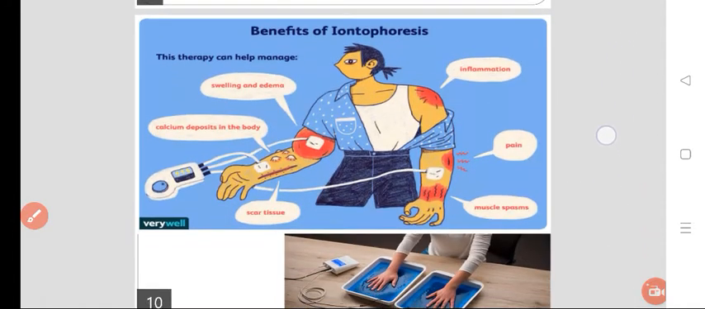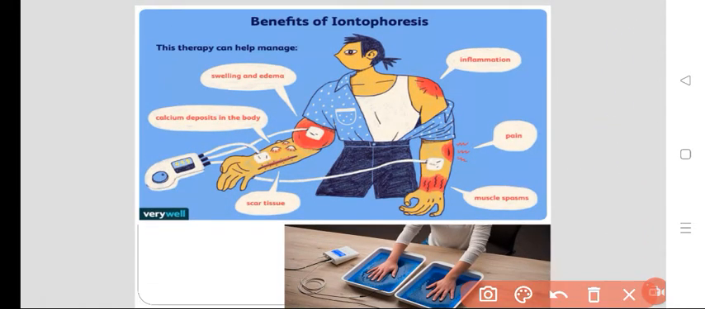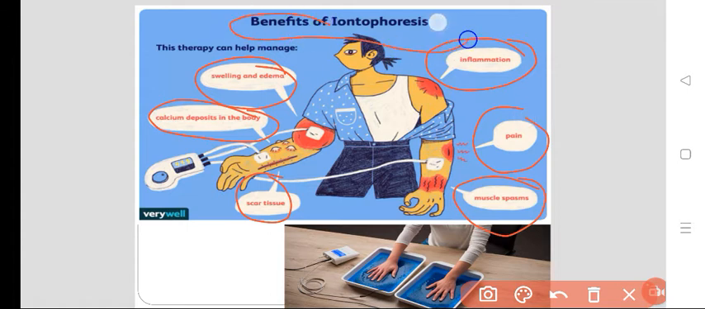Now these are the benefits of iontophoresis. This therapy can help to manage inflammation, edema and swelling, calcium deposition in the body, to treat scar tissues, muscle spasm, or for pain relief. You can use iontophoresis for these. These are the different indications or benefits of iontophoresis.